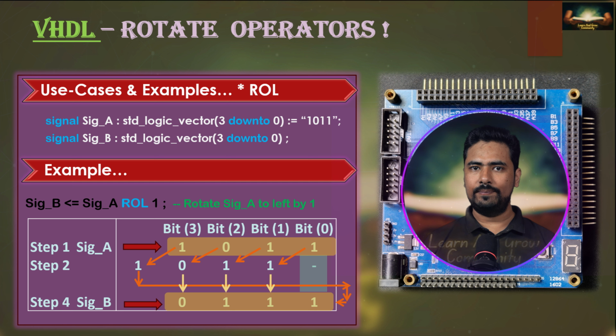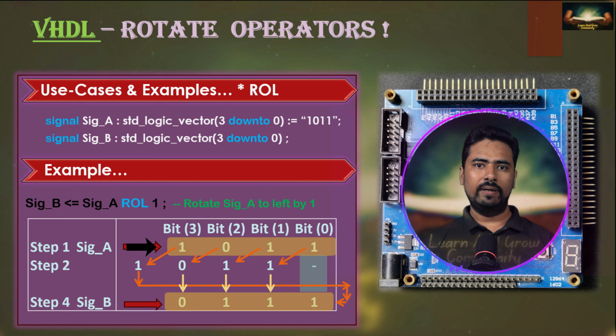Now we are using the expression that signal B gets the value of signal A ROL 1; this will rotate the signal A data to the left by one index. Okay, so let's see how it functions. It happens in two steps. Step 1 is the same: shift the data to the left by one index.